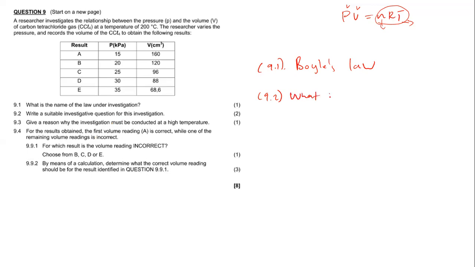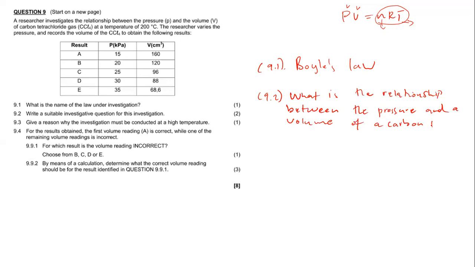What is the relationship between the pressure and the volume of carbon tetrachloride in an enclosed system at constant temperature?